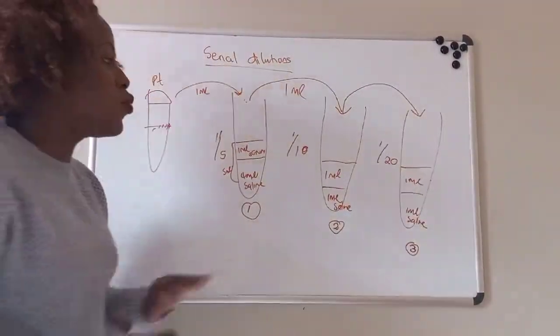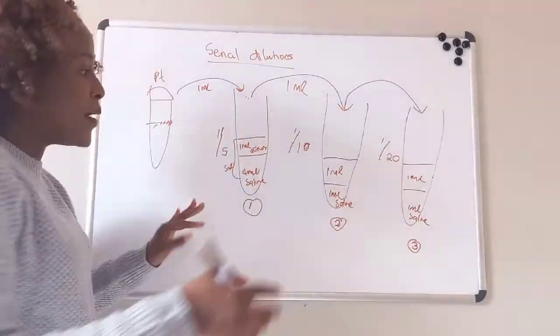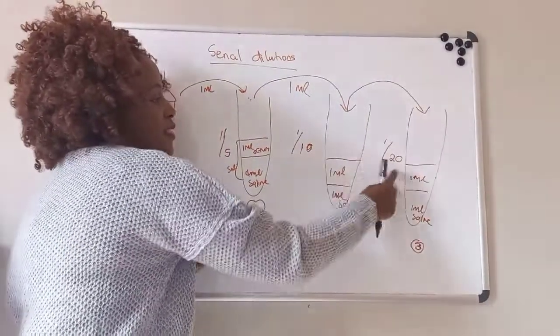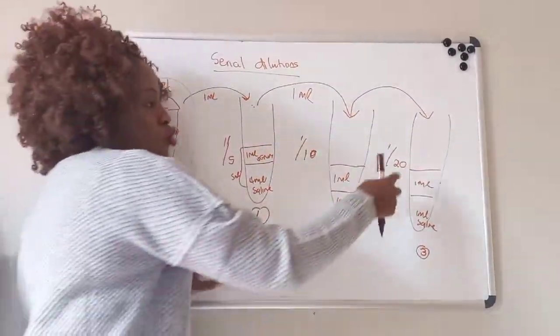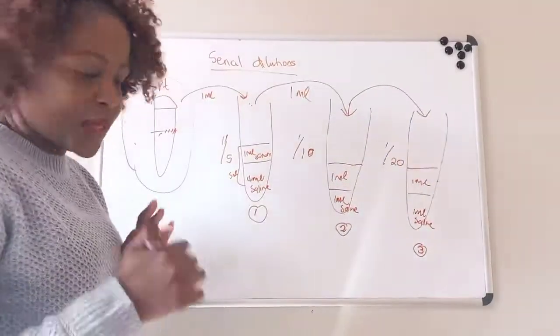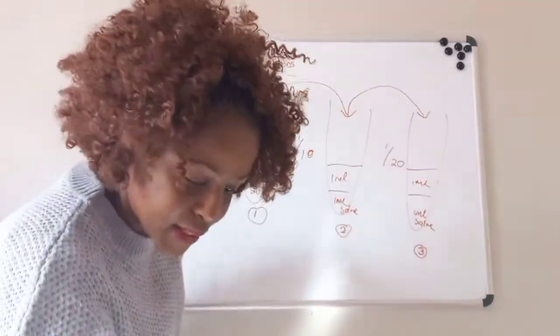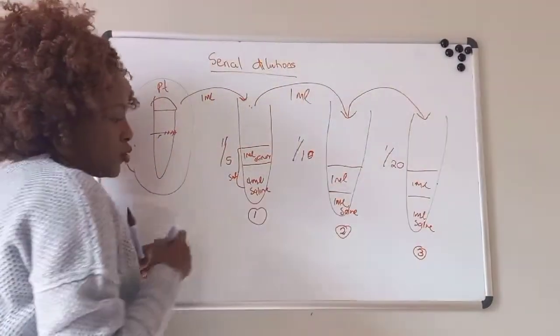From your 1 in 10, which will give you a 1 in 2. But what you have done, you have decreased the concentration of this analyte from this patient 20 times. Okay, let's do it like this. Let's say now you've done your dilutions.